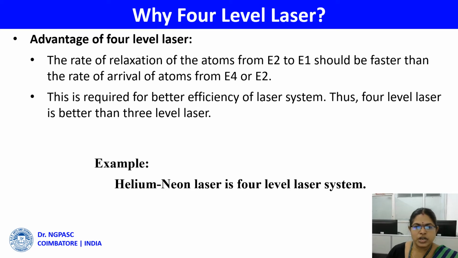So what is the advantage of the four-level laser system? The rate of relaxation of atoms from E2 to E1 should be faster than the rate of arrival of atoms from E4 or E3. Then only can we achieve a better efficiency of the laser system. Thus, the four-level laser system is better than the three-level laser system. It is known very well that the ruby laser, a solid state laser, is an example for a three-level laser system. And for the four-level laser system, helium neon laser is an apt one.